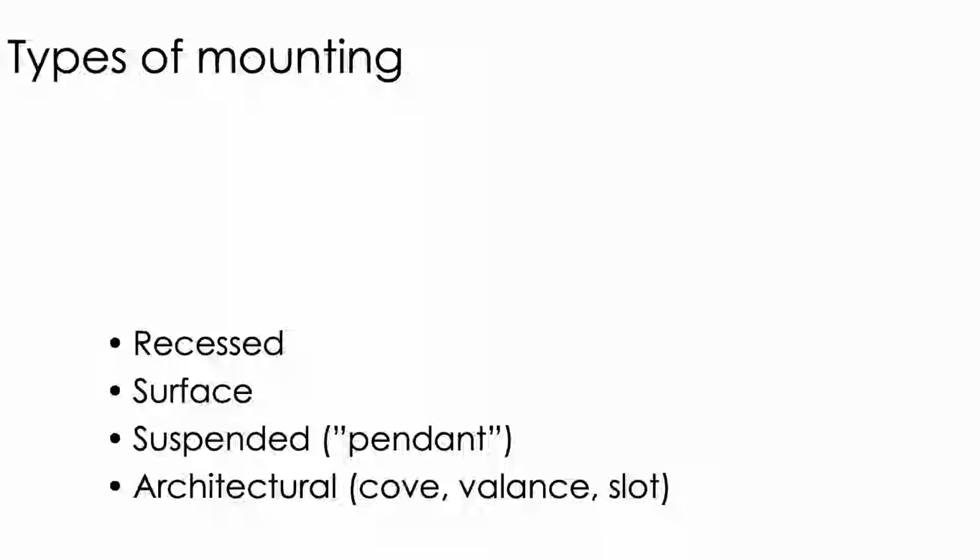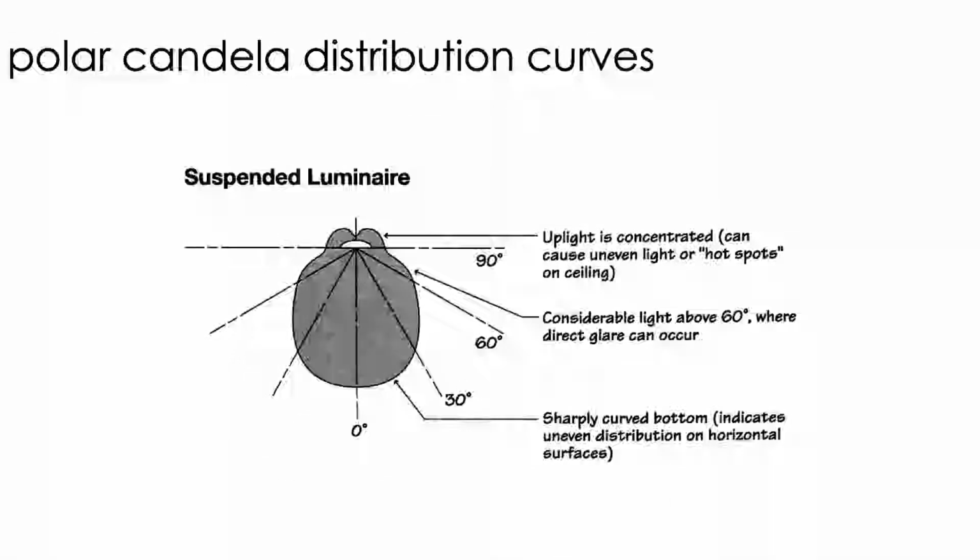So decorative versus wall wash and whatnot. But the type of mounting is kind of the biggest differentiation: recessed, surface, suspended, or pendant mounted, and then what we tend to call architectural lighting. So suspended luminaires, they can have quite a lot of different light distribution.